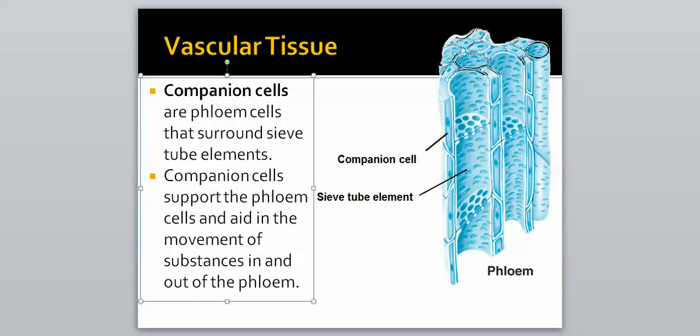So here's our two functions of companion cells right here. They support the phloem cells and they aid in the movement of substances in and out of the phloem. And so that is our vascular tissue. Again, maybe try to make a little chart here. Might do that in class to help us keep the phloem separate from the xylem to figure out what actually makes up what.